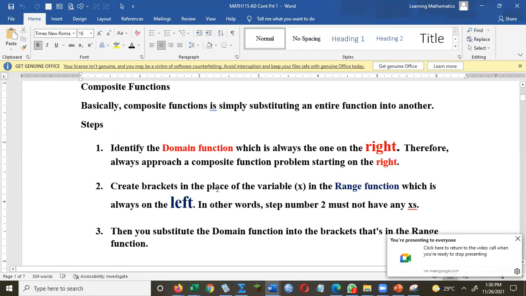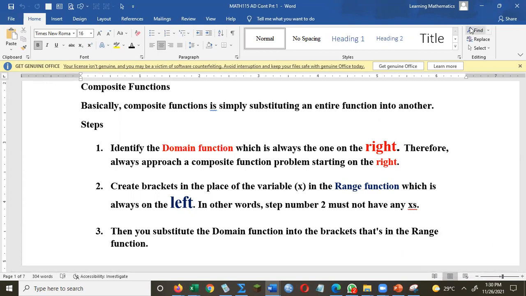Then you create brackets of the variable x in the range function, which is always on the left. So the left one is always the range function. So you substitute the domain into the range. And the third step, you simplify by clearing the brackets.